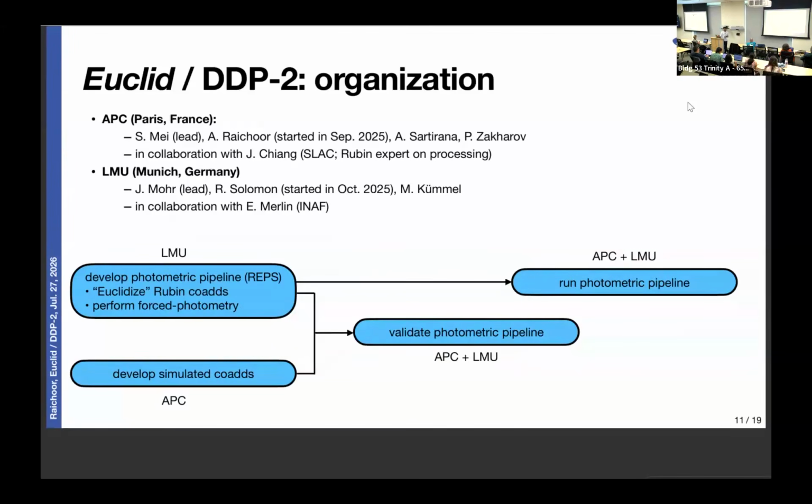There's a group in Munich led by Joe Moore, who will develop and adapt the Euclid photometric pipeline to do this task. And then there's a group in Paris, in France, led by Simona, where we do a realistic simulation of Rubin coadds based on Euclid maps. The goal of those simulations is to validate the pipeline, and they can also be useful for a much wider range of science. Then the two groups will work together to validate the pipeline and run the actual processing.